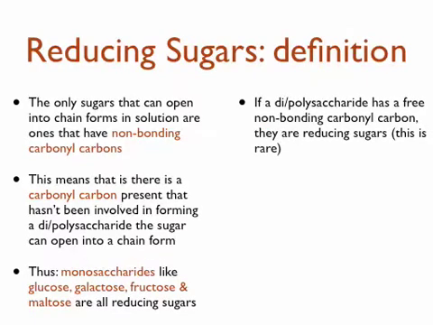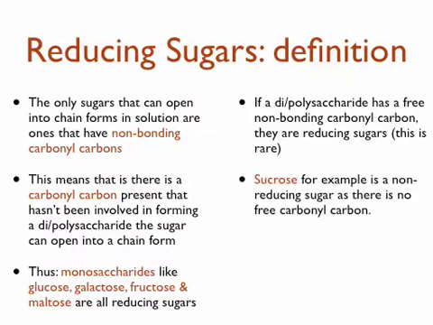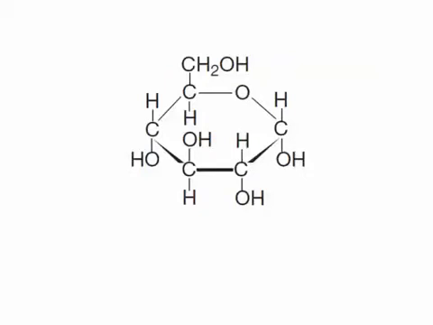Now, this is true also of a di or polysaccharide. If a di or polysaccharide has a free non-bonding carbonyl carbon, then they are also reducing sugars, but this is quite rare. Sucrose, for an example, the disaccharide you need to know, is a non-reducing sugar as there is no free carbonyl carbon. Now let's put this to the test.